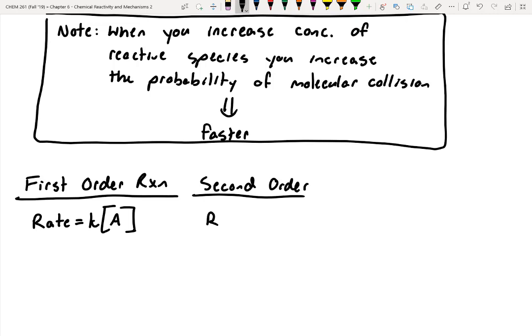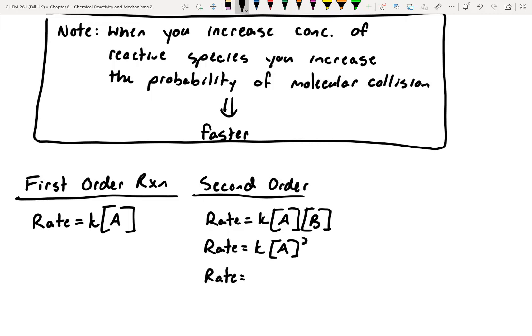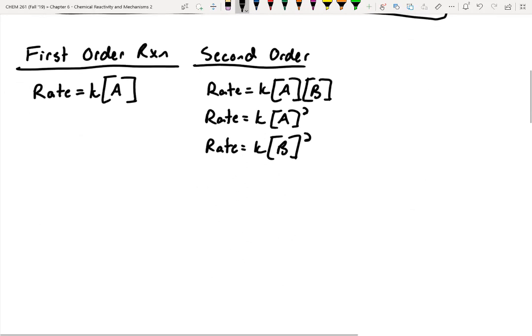And this can occur a few different ways. This can occur when A bumps into B, or it can occur when A bumps into A, so we'll just call that A squared, or it can occur when B bumps into B, which would be B squared, right? So all of these would be considered second order reactions, right?